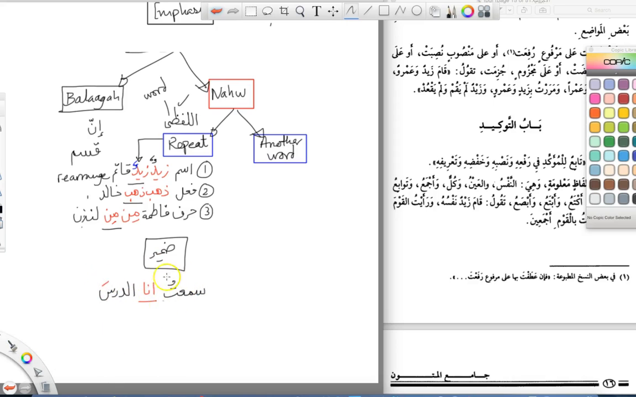So this ana, this is called the damir. And this damir is not needed. This was not needed for the sentence. So this ana, by me bringing it, all I'm doing is I'm emphasizing the damir which is already found inside of سمعت. So inside of سمعت, that tu represents ana, I. It represents I. So it's like saying this, I heard. I heard. Yeah. So سمعت أنا الدرس. So that damir, by bringing it after, you're doing Tawkeed of it.